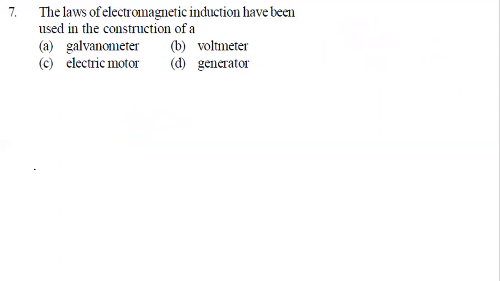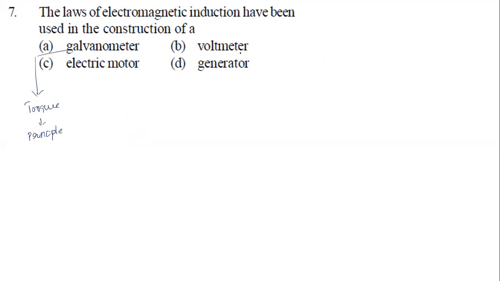Next, laws of electromagnetic induction have been used to construct what now? Construction of what now? First look at the galvanometer. How is a galvanometer constructed? A rectangular current-carrying coil kept in a uniform magnetic field experiences a torque, right? That is the principle of the galvanometer.